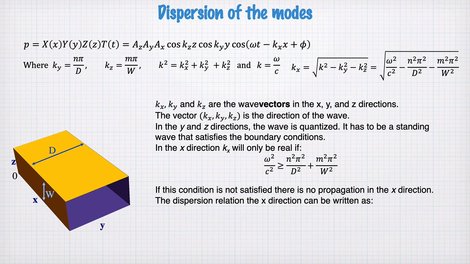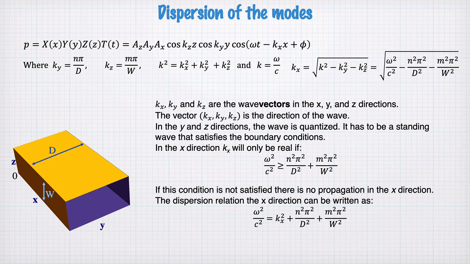The dispersion relation in the x direction can now be written as this. So this is a relationship between the temporal frequency omega and k in the x direction. And this equation here will tell us the phase and group velocity of the wave propagating along the pipe. So that's the dispersion relation in the direction along the pipe.